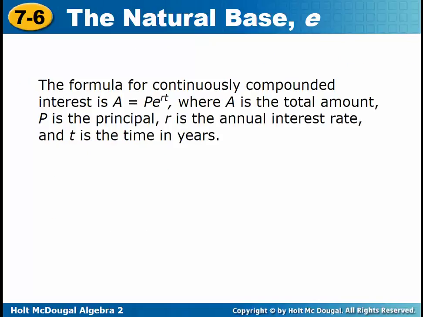All right, now we'll get to some that are a little bit more complicated. When you have the formula for continuously compounded interest, we looked at approaching that at the beginning of this lesson. It is A equals P times e to the rt. A is the total amount, that's probably what we're looking for. P is the principal that you start with. R is the annual interest rate, and t is the time in years. And e, of course, is a special number, and you can find it on your calculator.